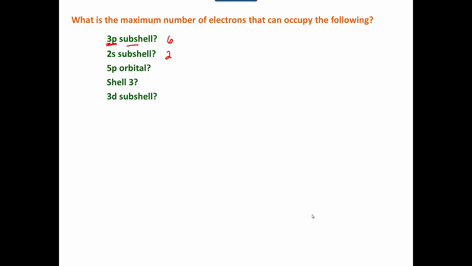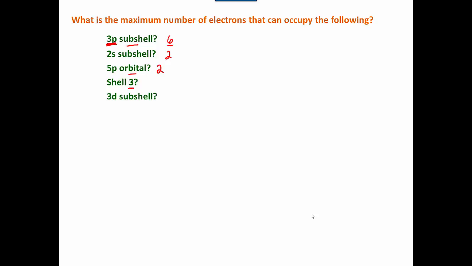Same here, we talked about a 3p subshell. It could be a 2p subshell, a 4p, a 5p subshell. It can hold a maximum of 6 electrons. A 5p orbital, well, we said an orbital can hold a maximum of 2 electrons. So I don't care if it's a 5p orbital, a 5d orbital, a 4f orbital. An orbital can hold a maximum of 2 electrons.